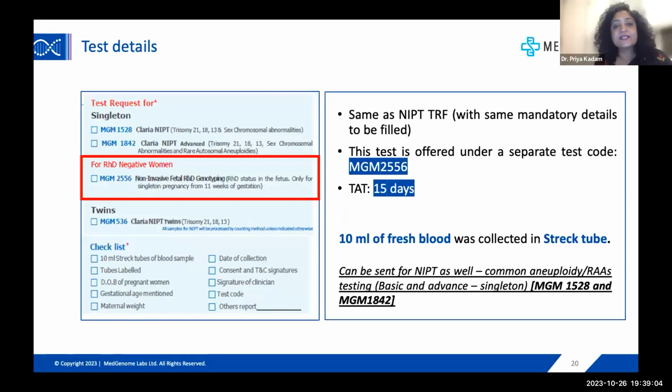So for this test, we can accept samples from as early as 11 weeks. It is 10 ml of fresh blood from a strep tube, maternal peripheral blood. It can also be combined with aneuploidy testing if desired.